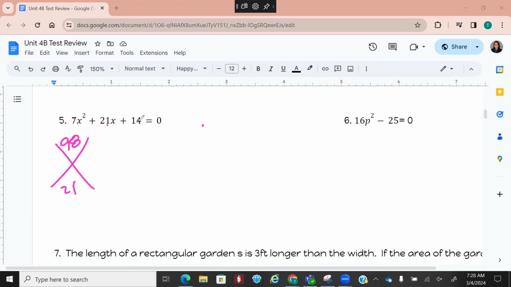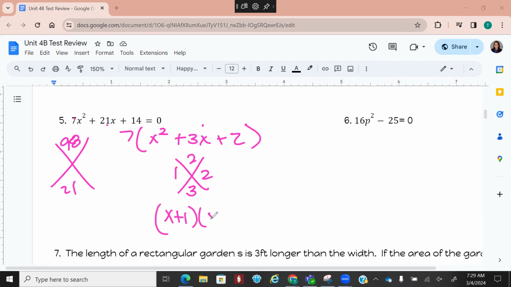You see how 7, 21, and 14 are all divisible by something though? What are they all divisible by? Not 3, 7, right? So if I divide this by 7, this by 7, and that by 7, I get 7 times x squared plus 3x plus 2. Now, those are more manageable numbers, right? A times C is 2, B is 3. What two numbers can multiply to get you those? 1 and 2, right? So this would give me x plus 1 times x plus 2. And that 7's just chilling out front.